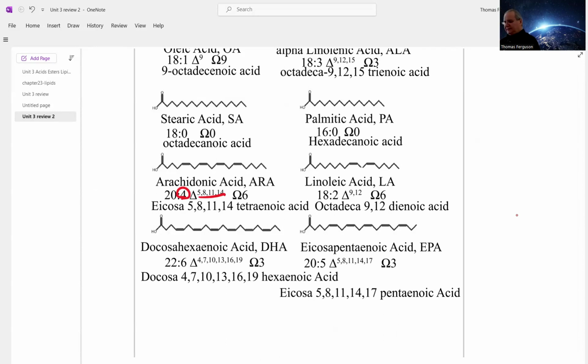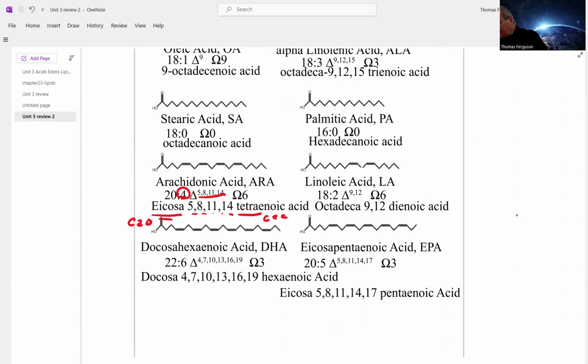So there's two ways to name it. Icosa means 20 carbons. These are the carbon locations of the 4 double bonds. So it's icosa 5,8,11,14 tetraenoic acid or arachidonic acid.